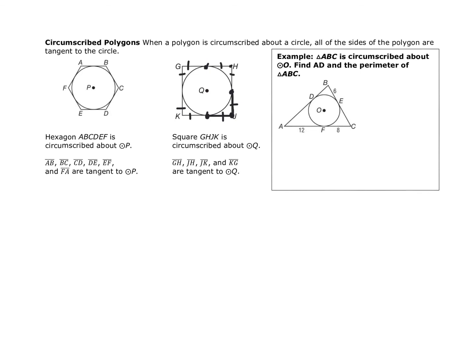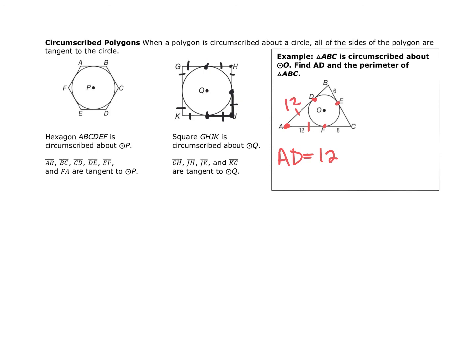For example, this triangle right here, triangle ABC, is circumscribed about circle O. Find AD and the perimeter of triangle ABC. AD is this segment right here. I know that all these lines are tangent to the circle because it says it's circumscribed, and so we have points of tangency. From that point of tangency to the point outside, those tangent lines are congruent. So AD is going to equal 12.